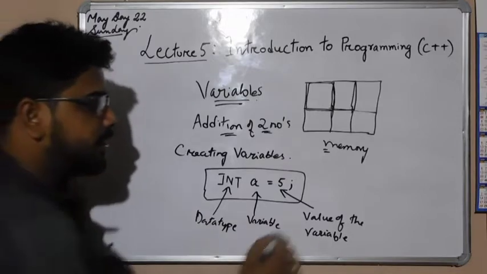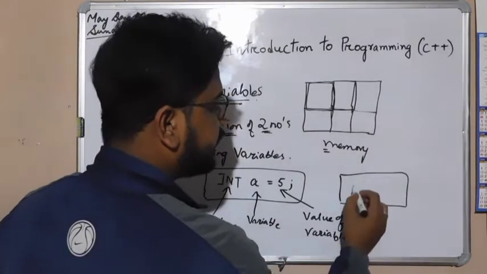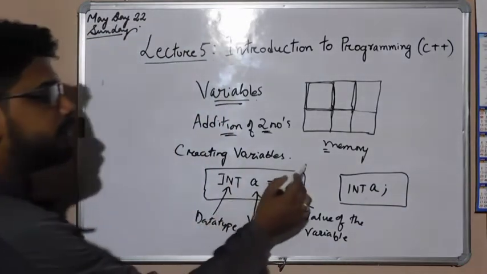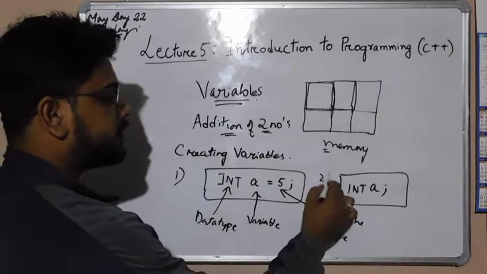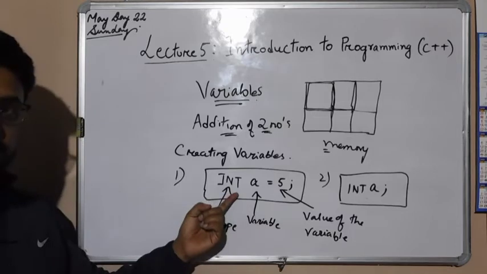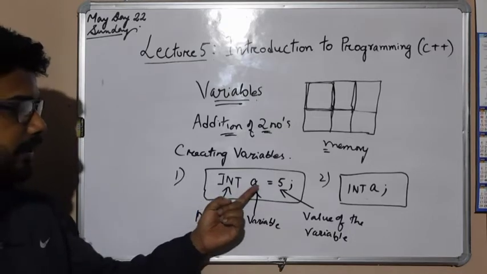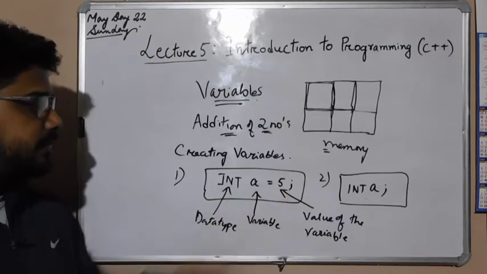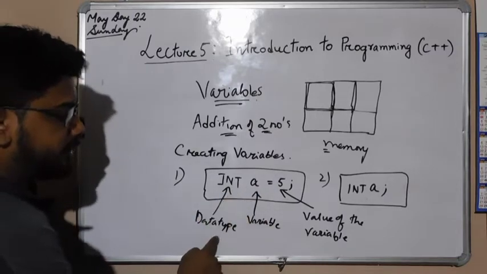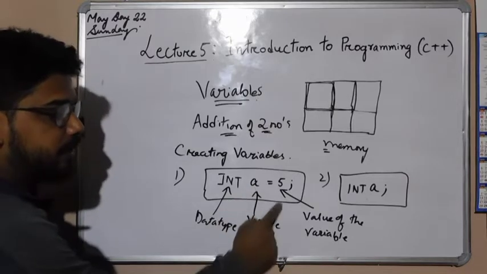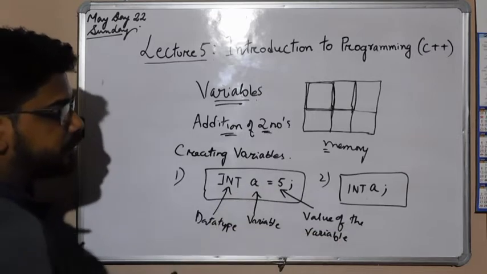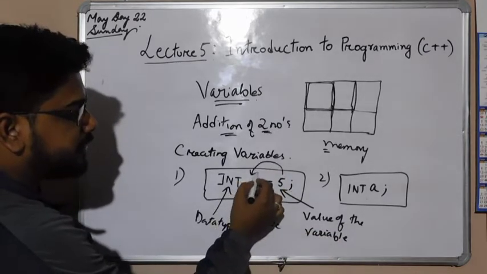Now see, there are two ways to create variables. This is the first way, and this is the second way. So basically, int a equal to 5 is what we have assigned. This is the data type, this is the variable's name, and this, my dear friends, is the value assigned to this variable. This 5 is assigned to this variable.